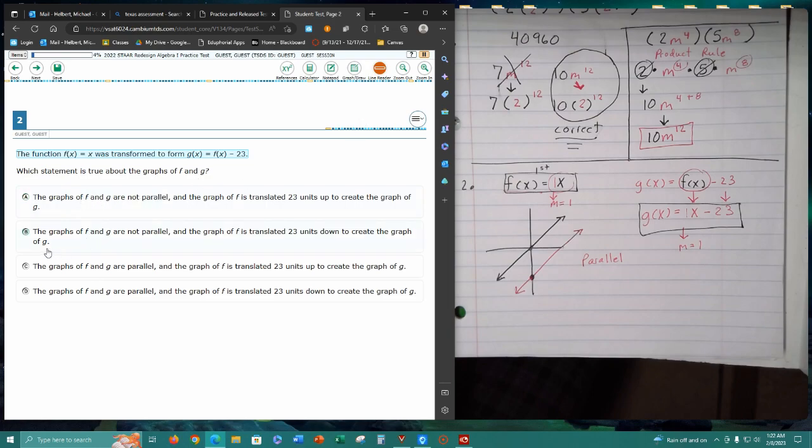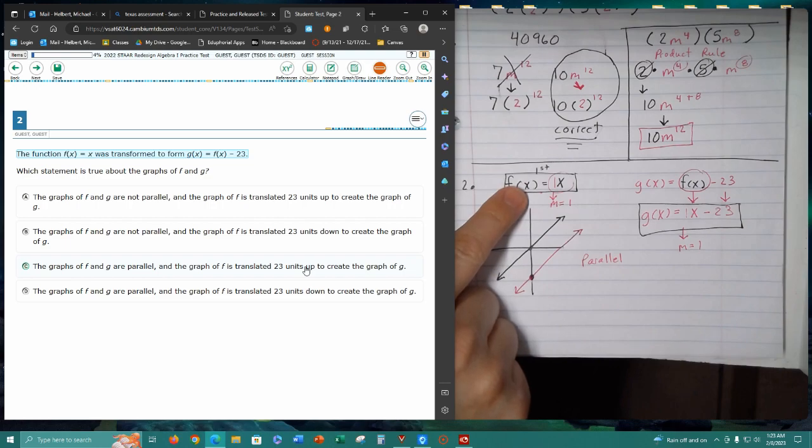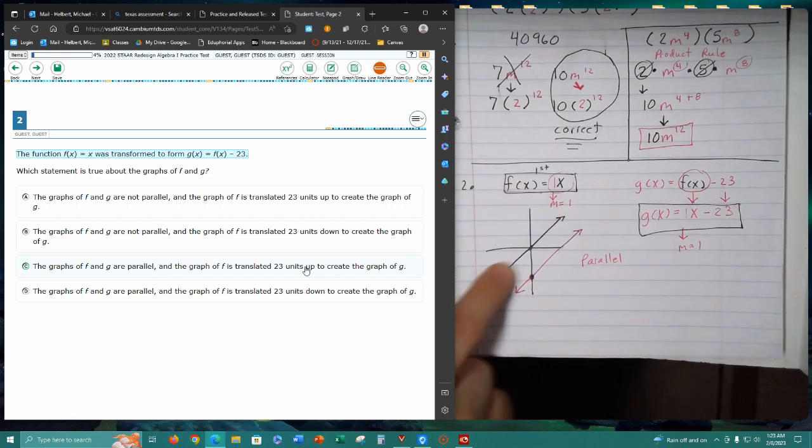Now I'm going to go to the next one. The graphs of f and g are not parallel. Again, this is false, right? Because it is parallel. So let's go ahead and go to the next one. The graphs of f and g are parallel, and the graph of f is translated 23 units up. Okay, so they're saying that f of x, the black line that we drew, has moved up 23 units.